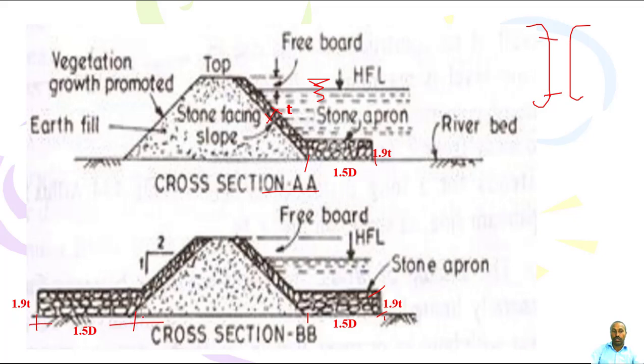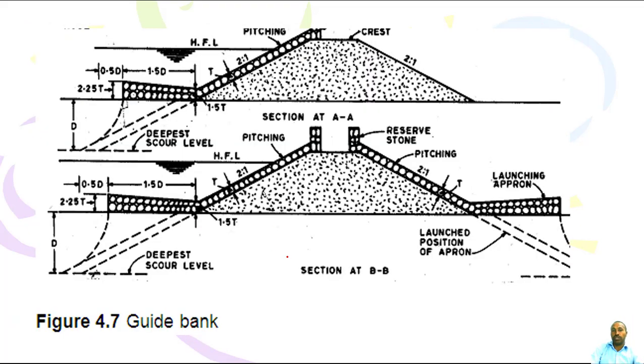So I hope this is the overall volume, and you can see here is the deepest scour level at this point. This is the maximum scour depth below river bed level, and at the curved portion, section BB, you have 2.25 times D as almost this thickness already computed, and then you have here 1.5 times D. Then on the water phase you can have it for the curved portion and the straight portion. So the deepest scour level will be computed at section BB and section A.